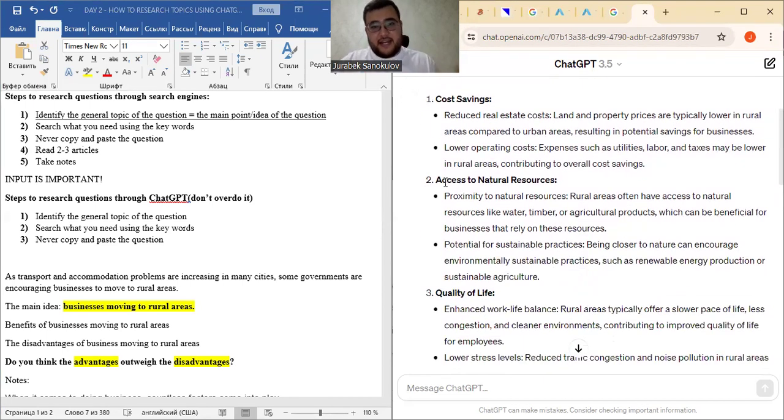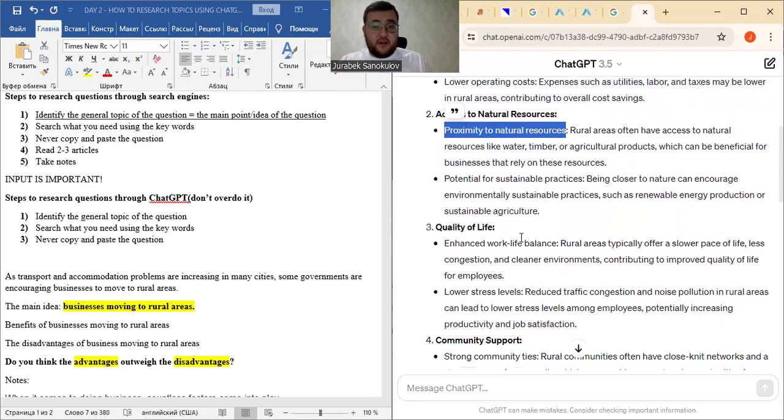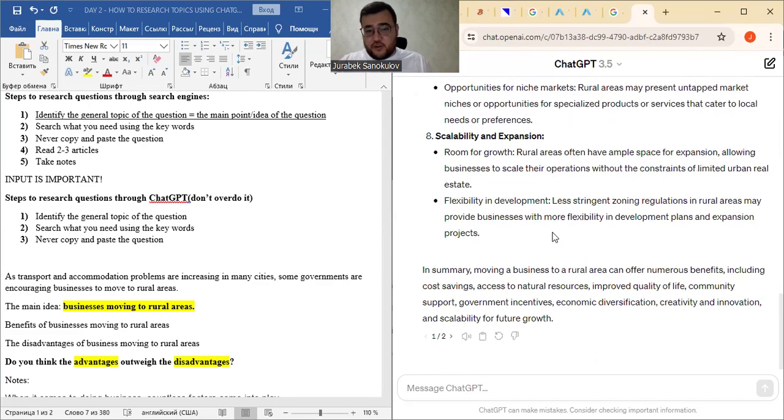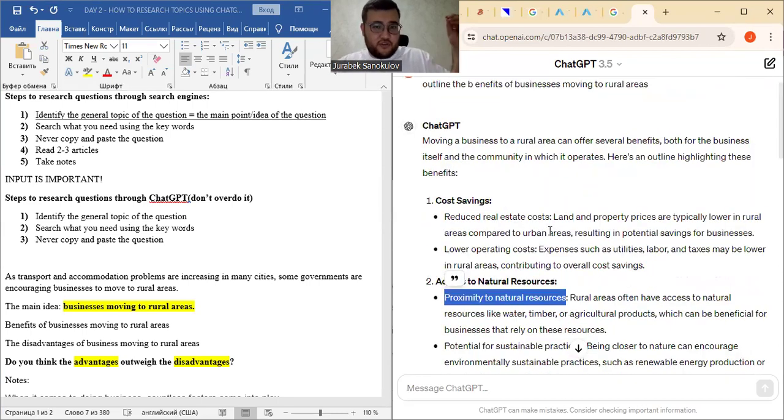So again, access to natural resources, we talked about that. Proximity to natural resources, I mean, it means closeness. Rural areas often have access to natural resources like water, timber, and agricultural products, which can be beneficial for businesses that rely on these resources. So again, you're going to pick two, and you're going to use those two ideas in your essay. So that's how you should carry out research.